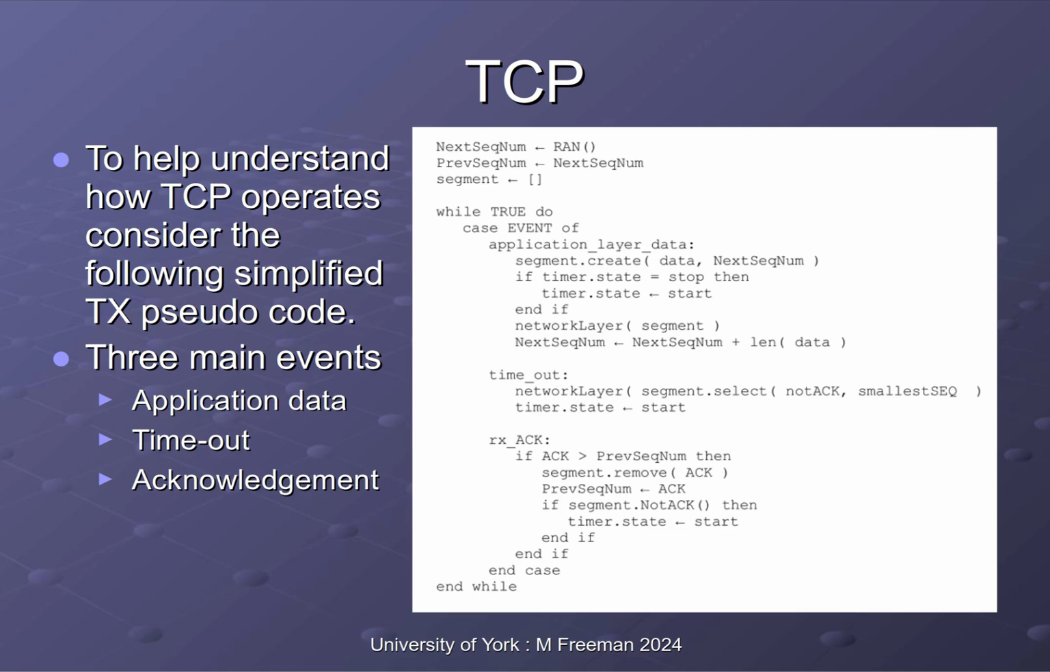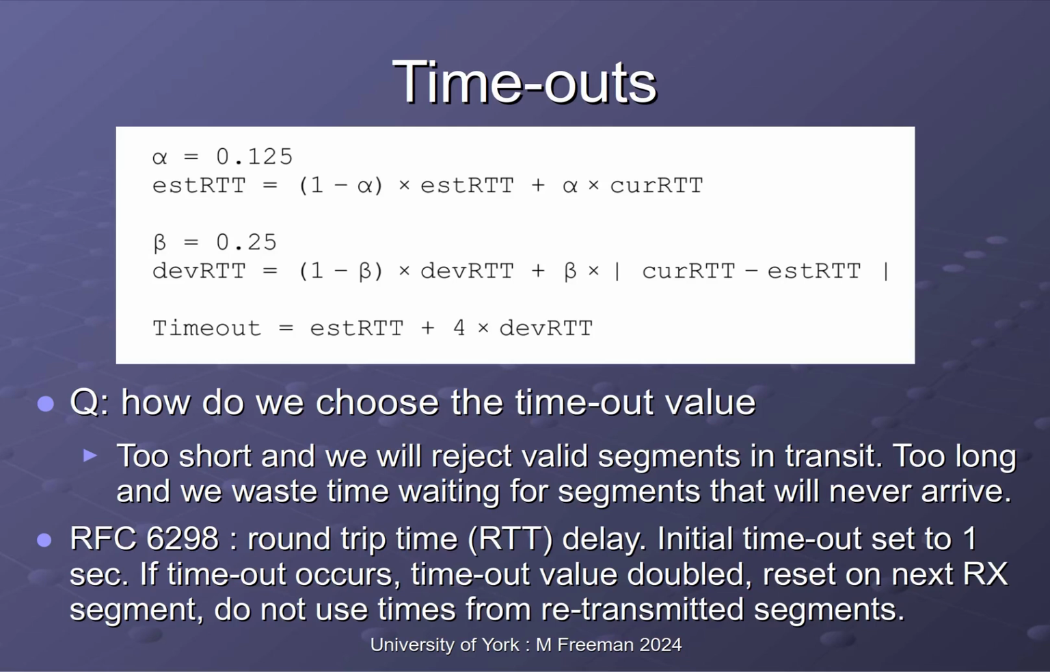Therefore, for each communication link, we need to have some equation that works out what is the best timeout value. So not too small that we keep triggering retransmissions, and not too long that we're waiting for stuff that never will arrive. So initially, we set our timeout value to be 1 second, as normally that's more than enough time to communicate anywhere in the world.